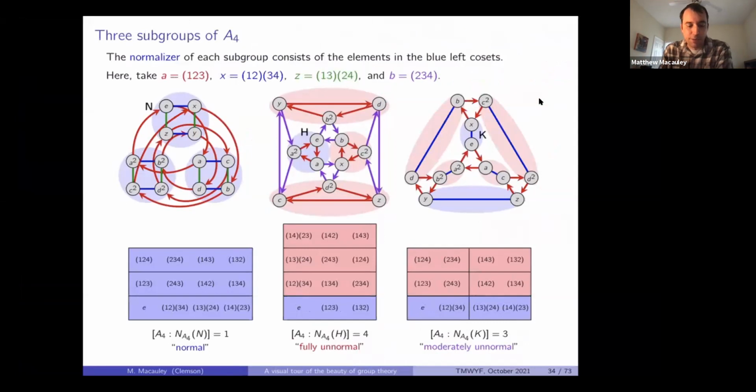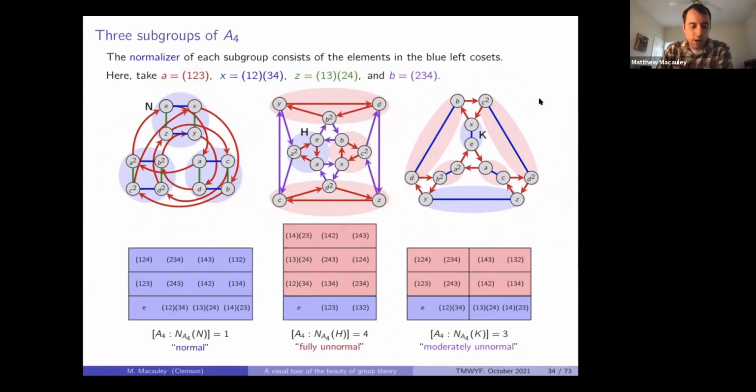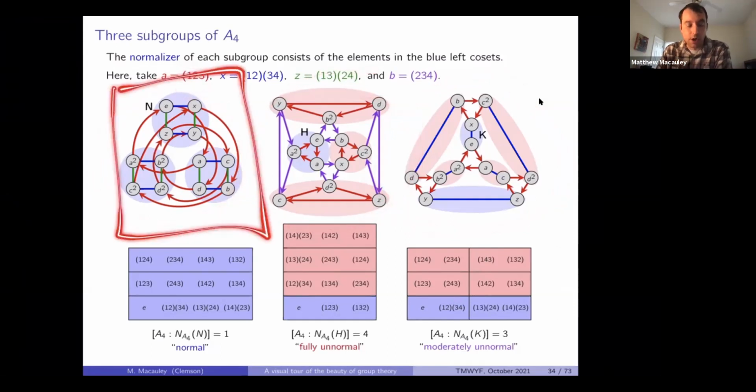Now here's one of my favorite pictures. Here are 3 subgroups of the alternating group A4, and this shows the partition into left cosets. Now, what do you notice? All of the left cosets here are blue.